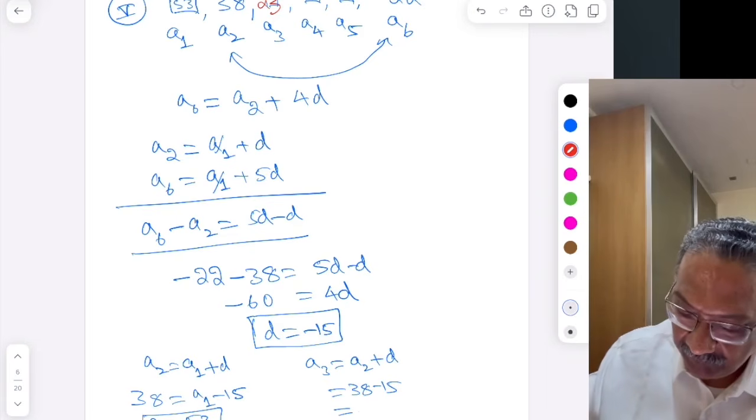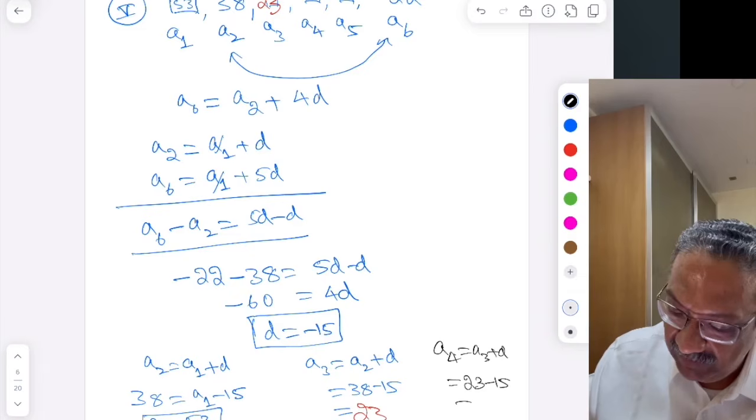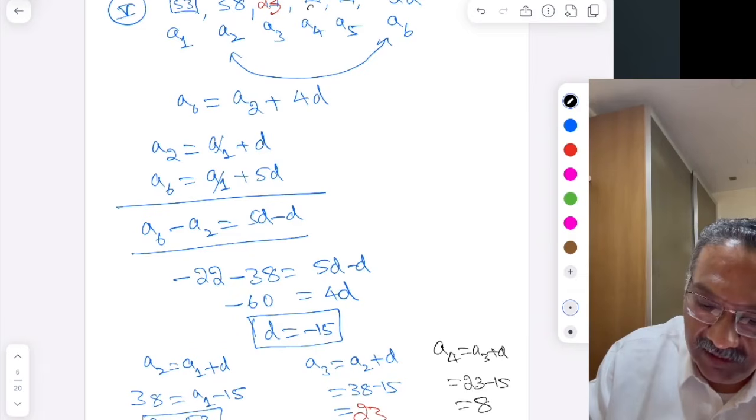Same way, A4 is equal to A3 plus 3. A3 is equal to 23 minus 15, which is equal to 8. So this happens to be 8.